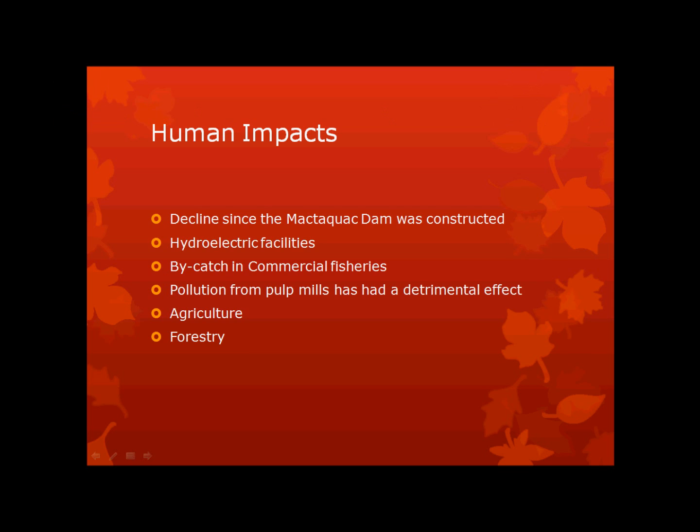Risks to short-nosed sturgeons include hydroelectric facilities, bycatch in commercial fisheries, pollution from pulp mills, as well as farming and forestry activities along the St. John River.